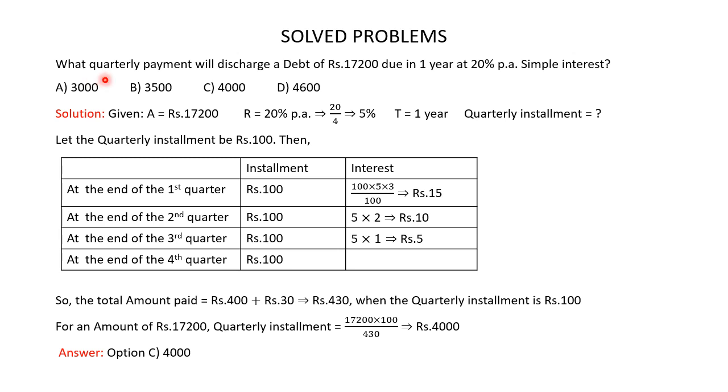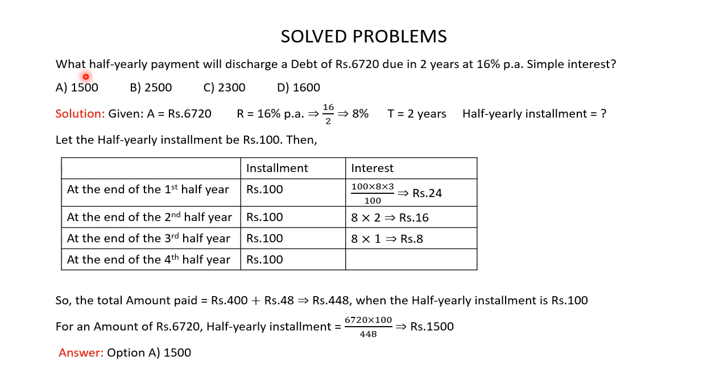Now here we are asked to find the quarterly payment when the amount is rupees 17,200. So if the amount paid is rupees 430, then the quarterly installment is rupees 100. So if the amount is rupees 17,200, then the quarterly installment is 17,200 multiplied by 100 divided by 430. And on solving this, we get the quarterly installment as rupees 4,000. So the correct answer is option C, 4,000.